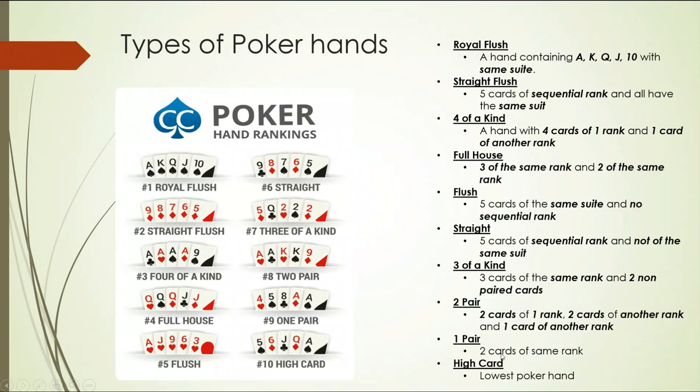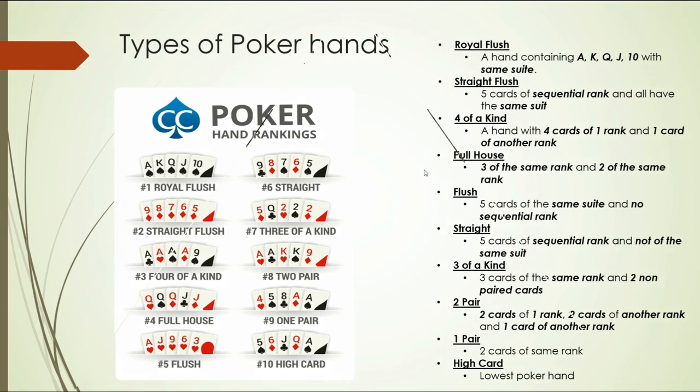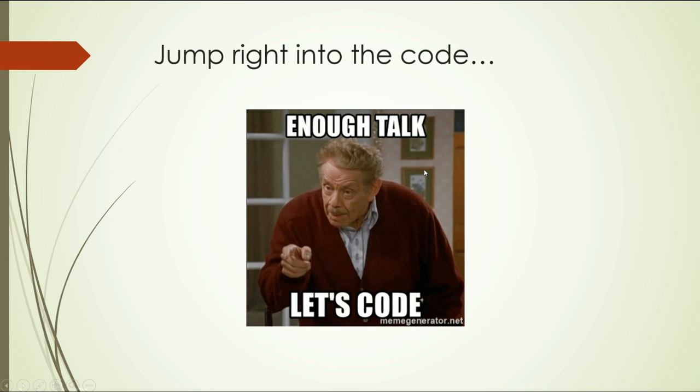And then last would be the high card. This is the lowest poker hand. This means that this hand doesn't match any of the above rankings that I just mentioned, and this will be labeled as a high card. So without further ado, let's jump right into the code.